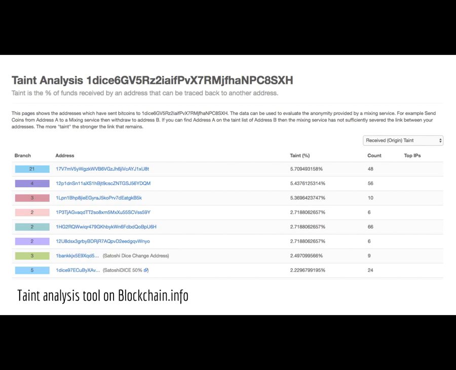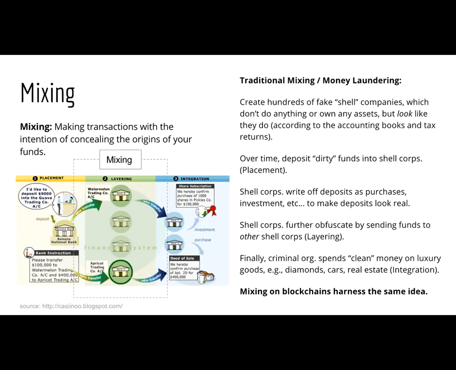All right, so now we're going to be talking about mixing. We've kind of motivated why anonymity is necessary. Now we're going to look at how we can intentionally transact to obfuscate the origins of our funds. And so we'll start by looking at the real world for inspiration.